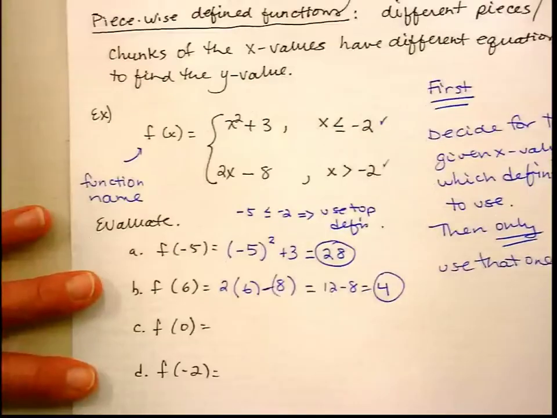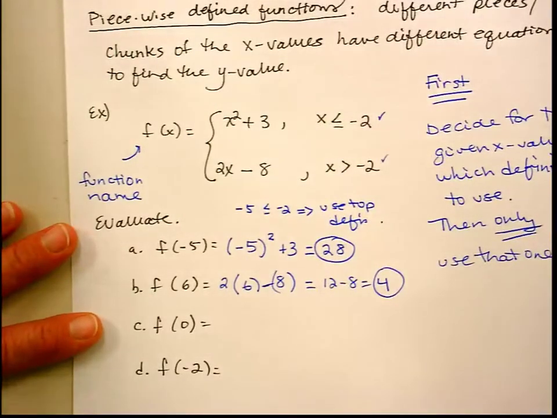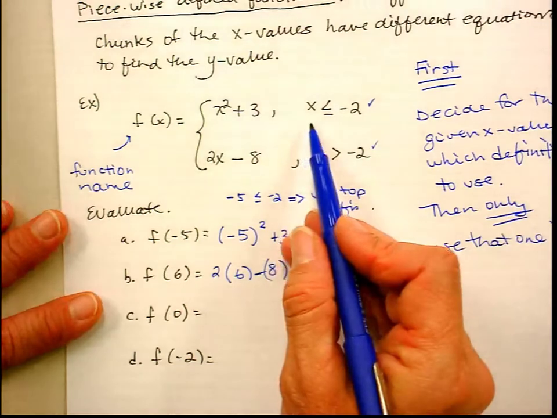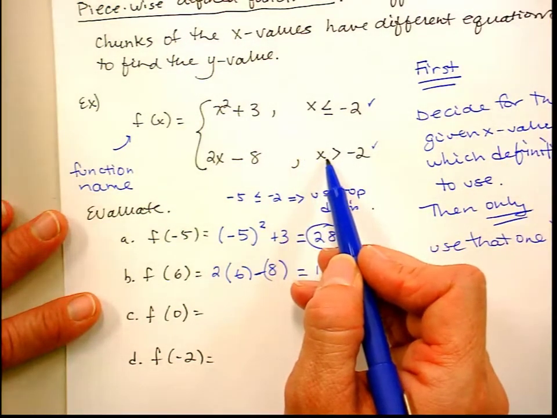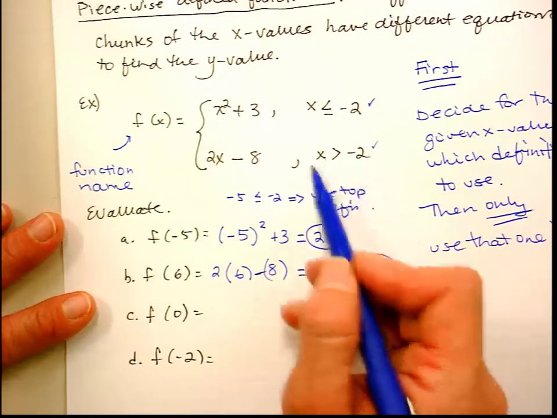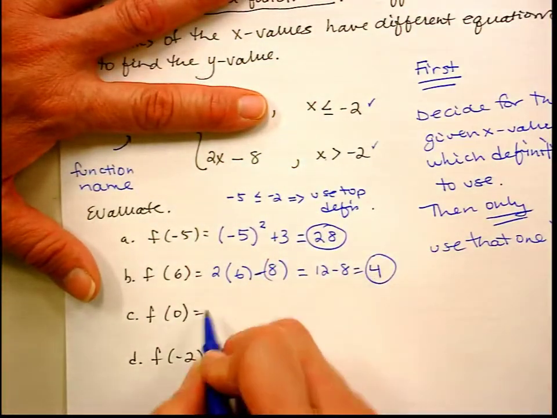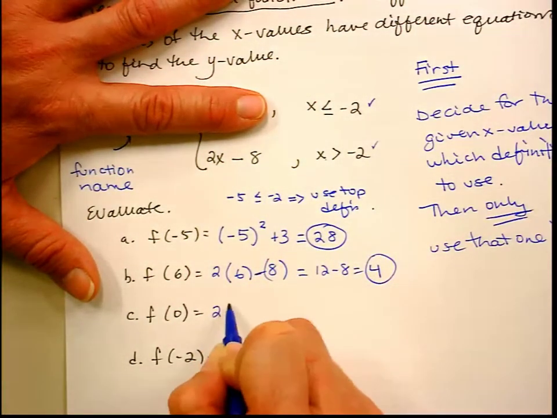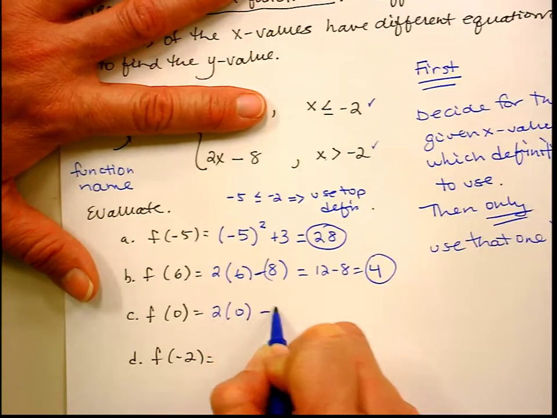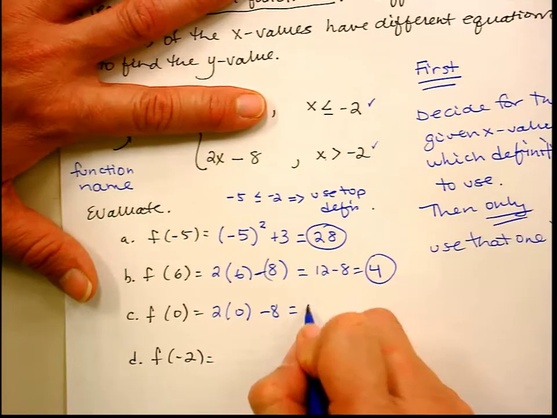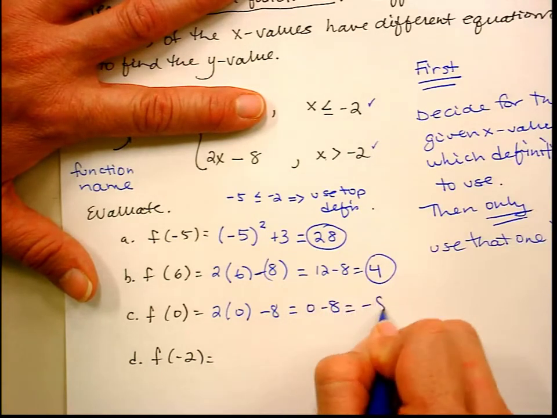Okay. f of 0. Where does 0 fall? Less than or equal to -2 or greater than -2? Right, 0 is greater than -2, so we'll use the bottom definition. Again, I'll cover up the top one so it doesn't tempt me. The bottom says whatever you give me, I'm going to multiply by 2, subtract 8. 2 times 0 is 0, minus 8, -8.